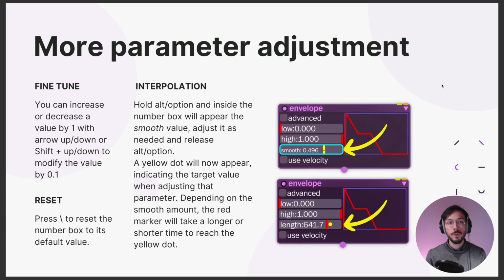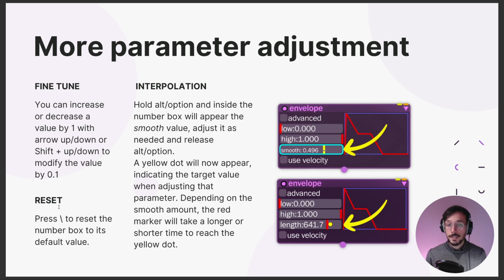You can increase or decrease a value by using the arrow up and down. When your mouse is over on top of a parameter, if you do so, it will increase or decrease by 1. But if you hold Shift, it will modify that value by 0.1.